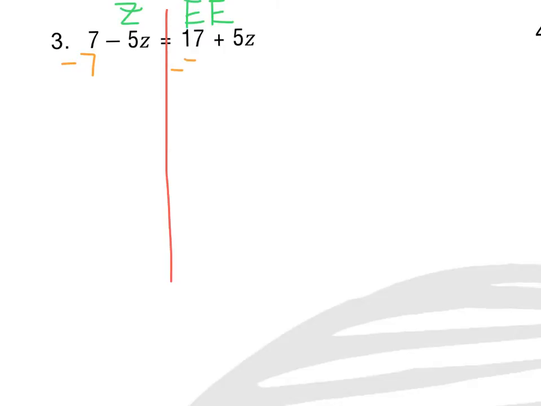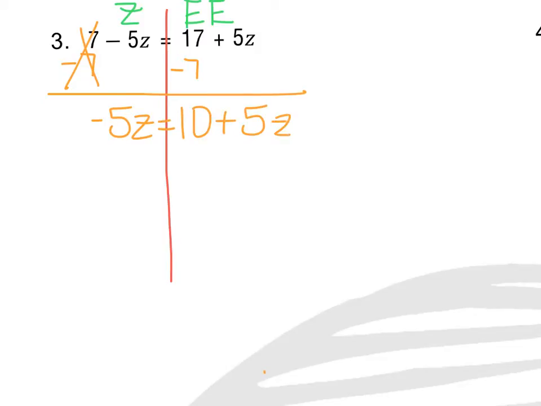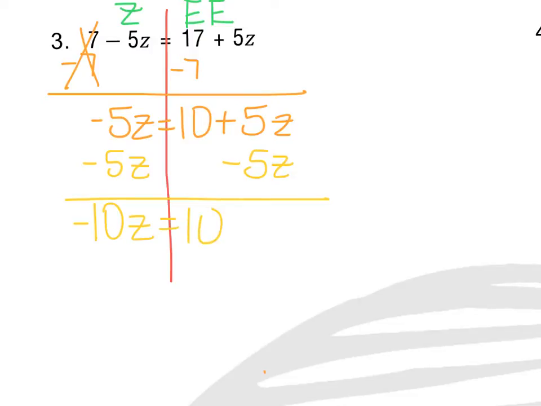Well, since minus 7 and 17 are like terms, that means I can put those two together, so I'm going to write them on top of each other. So 7 minus 7 is going to cancel. I get negative 5z equals 10 plus 5z. Well, so I need everything over here just needs to have numbers, basically. Everything on this left side should have a z. That tells me my plus 5z is out of place. So I'm going to get rid of that by minusing 5z from both sides. So negative 5z minus 5z is negative 10z equals 10.